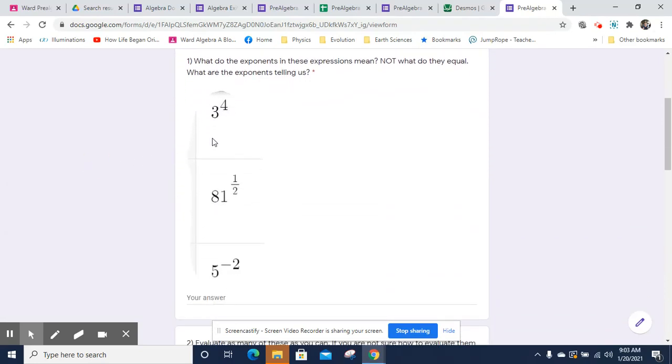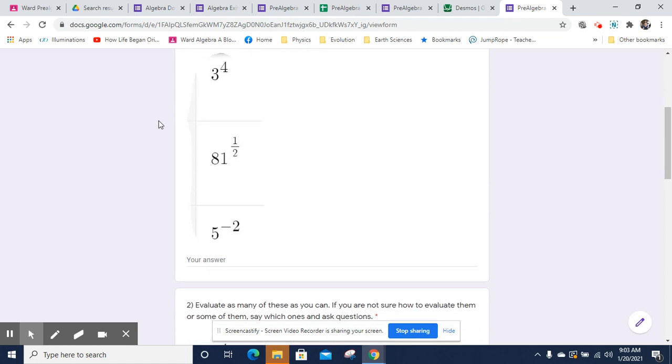And the first question is, what do exponents in these expressions mean? Not what do they equal, but what are the exponents telling us? So we've got 3 to the 4th, 81 to the 1/2, 5 to the negative 2 power. Essentially, what the exponent is telling us is how many times you're going to use the number down here, which is called the base, as a factor.